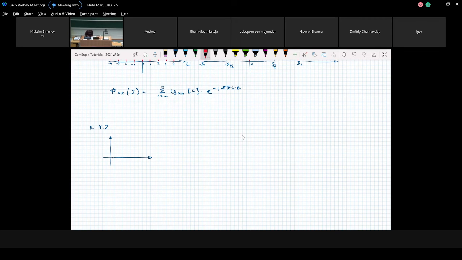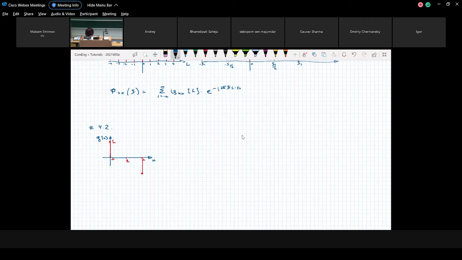At 0, we have a pulse with amplitude 1. And then at 2, we have a pulse with amplitude 2. We should be careful about it. 1, 2. So, this is the impulse response of this filter.